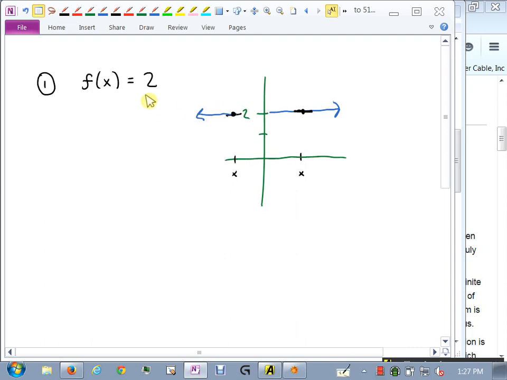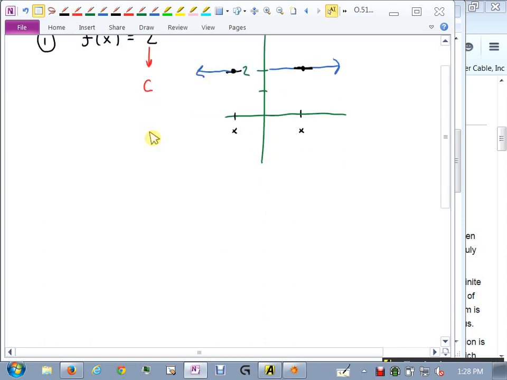Now, this number here, 2, is our c. So that's doing it visually. I think visually we could all be convinced that that's the truth. But let's do it with a limit.